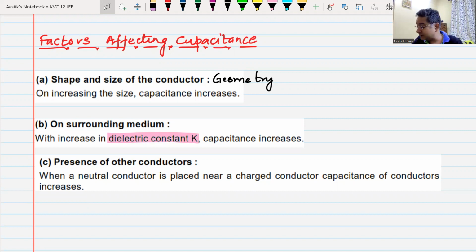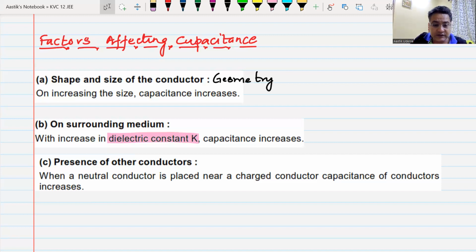Then there are other factors on which it does not depend. Now these factors may be confusing at times, so you must remember. Have you noted down the two factors? Okay, then we are ready to understand those factors on which the capacitance does not depend.